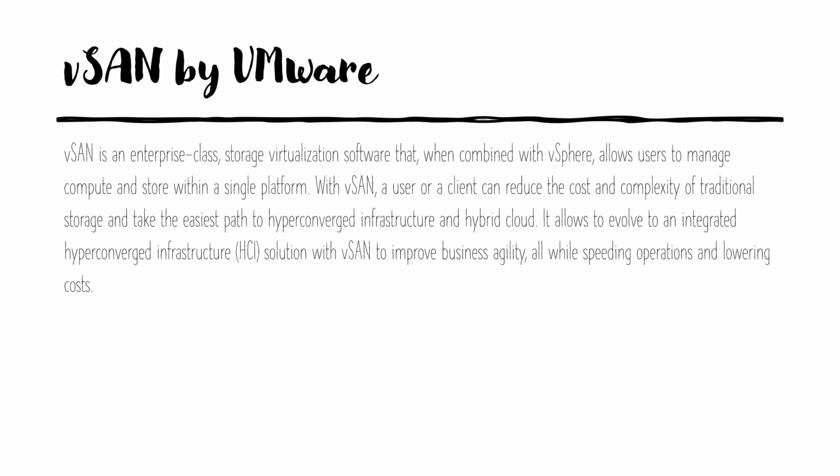vSAN is provided by VMware, and vSAN can be defined as an enterprise class storage virtualization software that, when combined with vSphere, allows users to manage compute and store their data within a single platform. All this can be done within a single platform. With vSAN, a user or a client can reduce the cost and complexity of the traditional storage and also take the easiest path to hyperconverged infrastructure and hybrid cloud. It allows a user or a client to evolve to an integrated hyperconverged infrastructure, which is called HCI, with vSAN to improve business agility. This can all be done while speeding the operations and lowering the cost of capital expenditure.